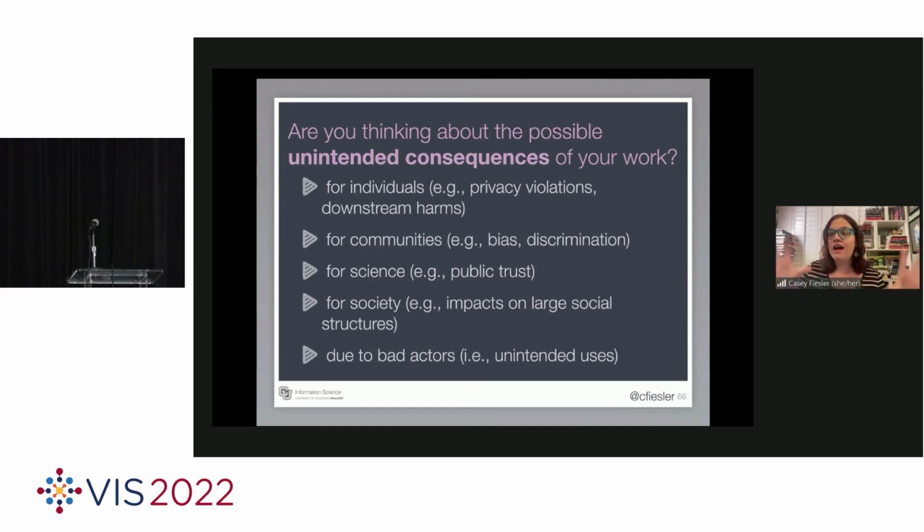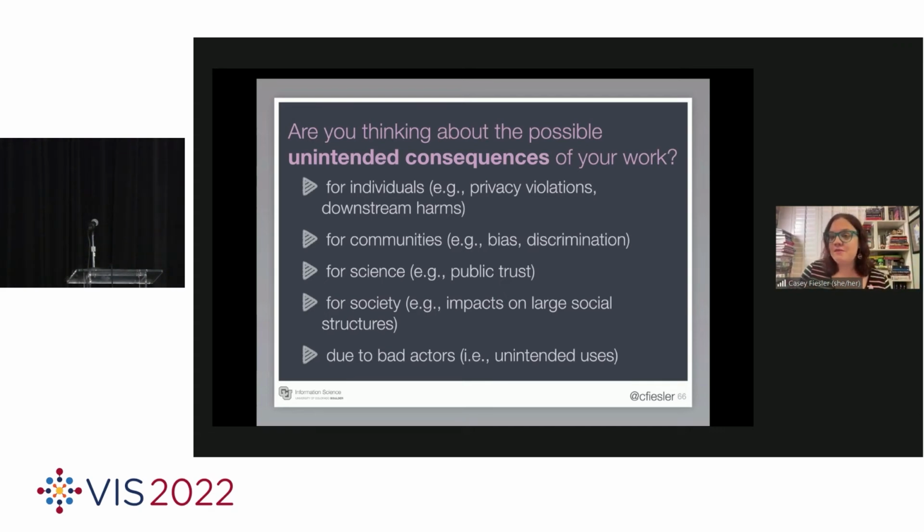There are all kinds of possible consequences of research that aren't, are you getting someone's consent, or are you going to violate someone's privacy? Like, the kinds of things that we tend to think about for human subjects research. IRBs do often think about individual harms, like privacy violations, but not downstream harms.